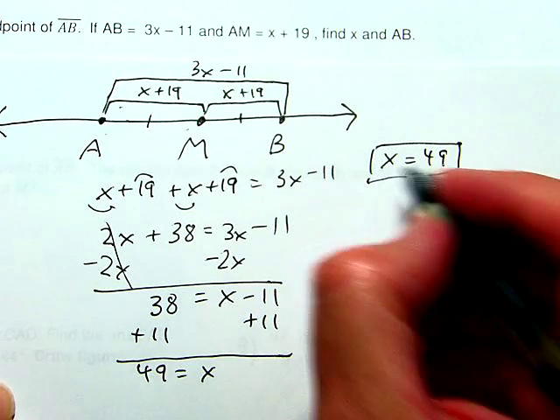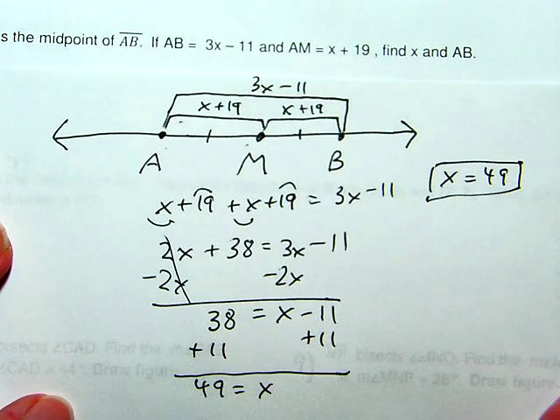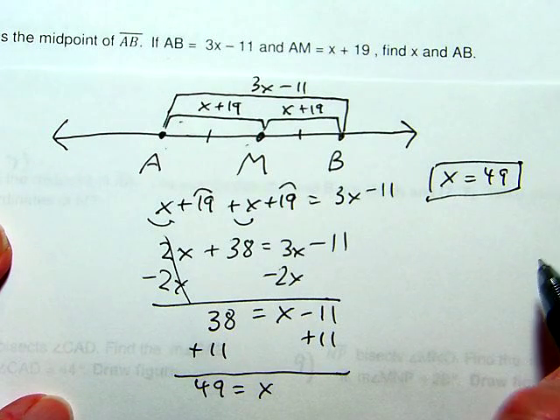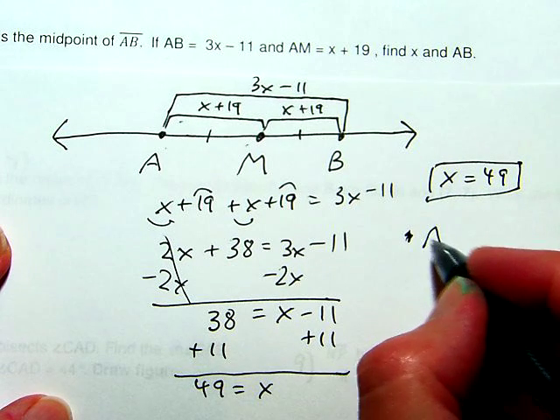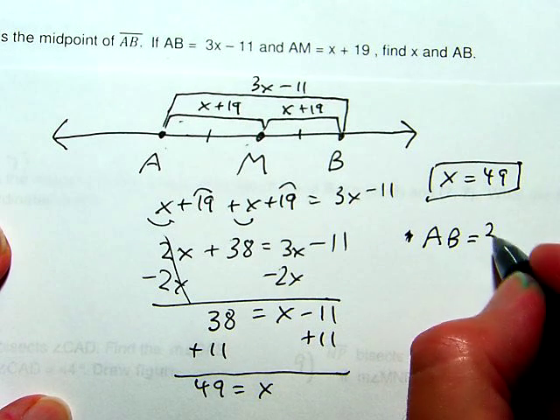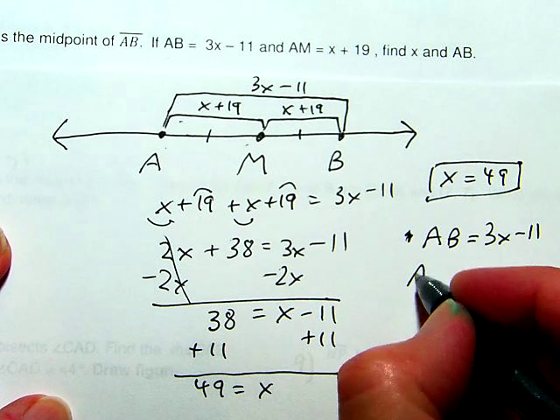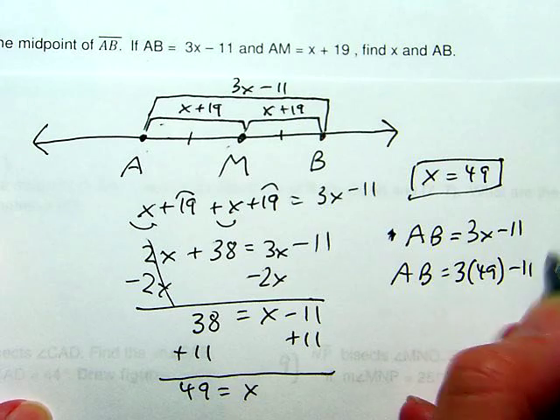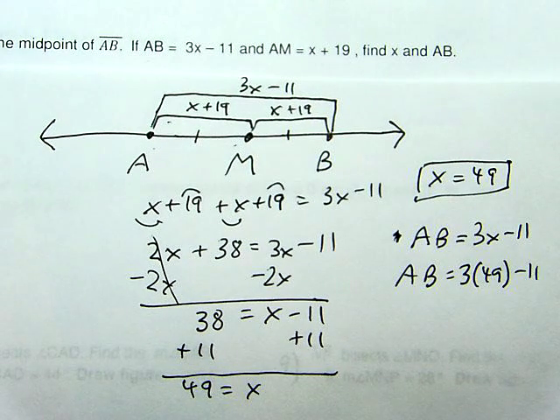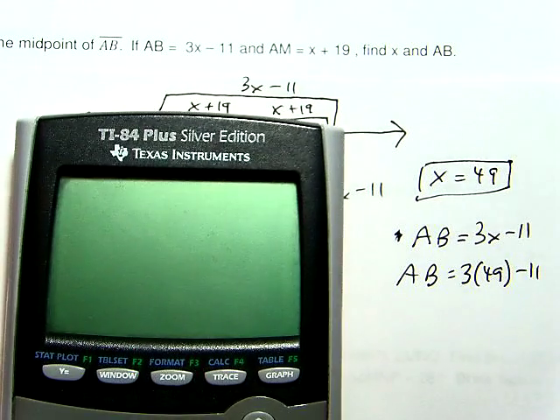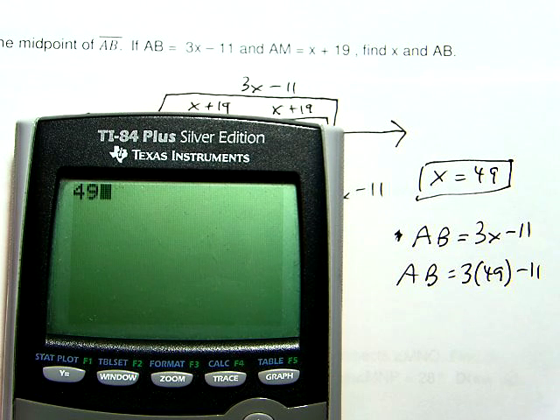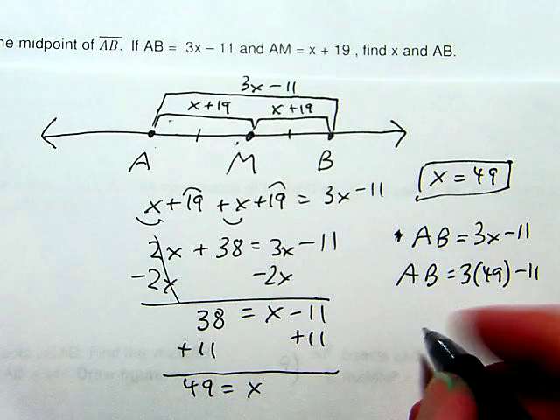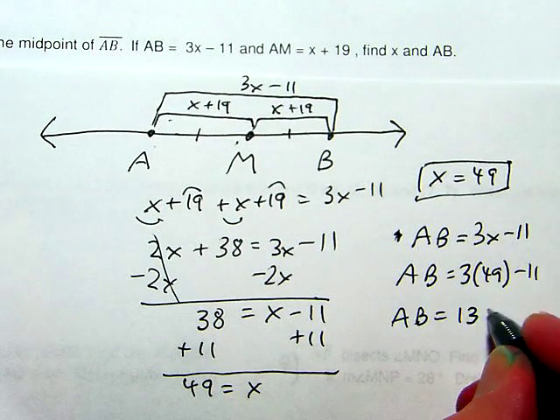What was the other value we were looking for? AB. Well, the measure of AB, which we should just write this way, is equal to 3x minus 11, but we know now x is equal to 49. That would be 3 times 49 minus 11. And let me just take my trusty little calculator here. Let's do that. 49 times 3 minus 11 is 136. So the measure of AB is equal to 136.